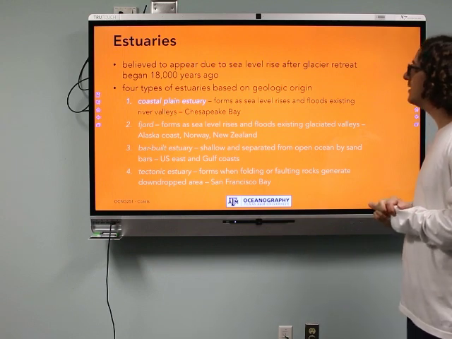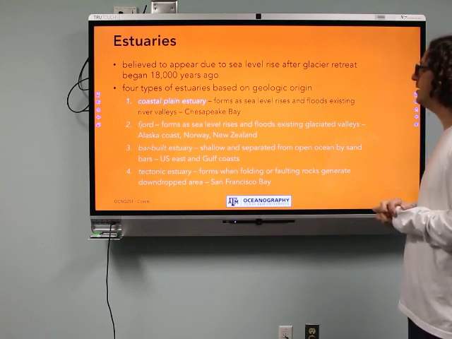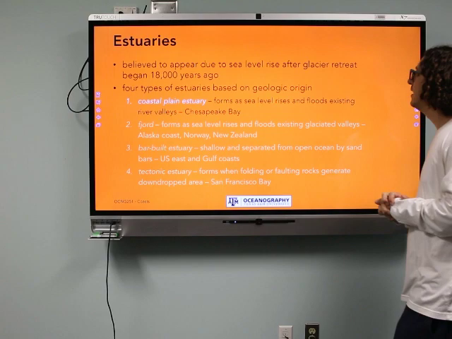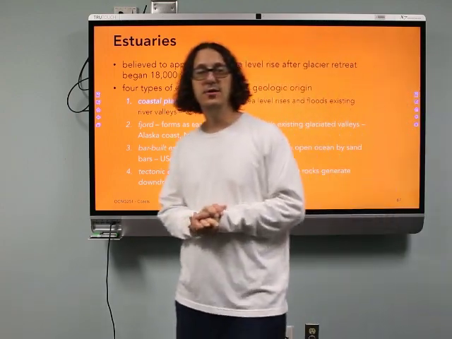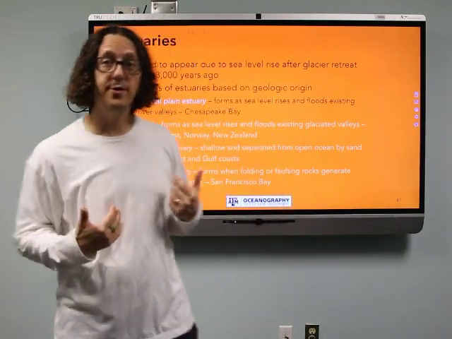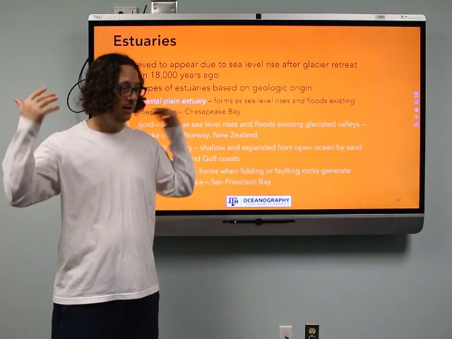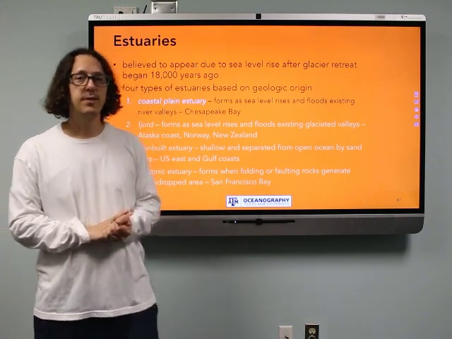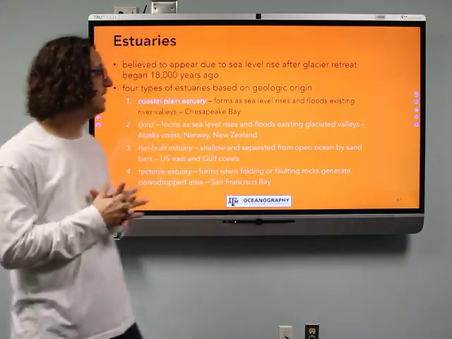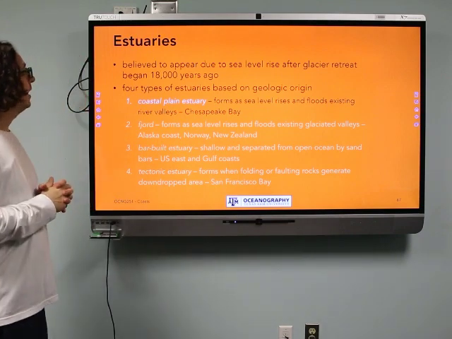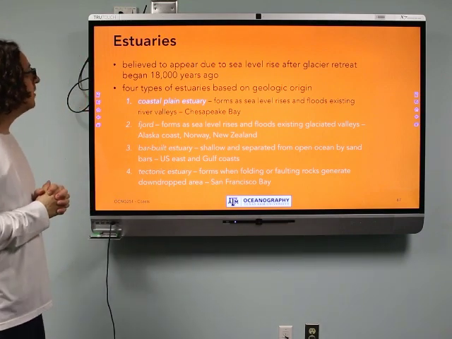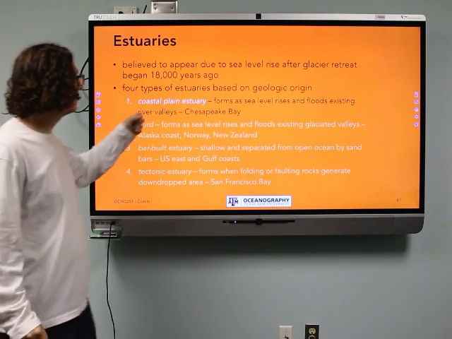So estuaries are believed to have appeared due to sea level rise after glacial retreat began about 18,000 years ago. These are the estuaries we see nowadays. If you go back further in time, there were estuaries in different places that originated at different times. There are 4 types of estuaries based on their geologic origin.